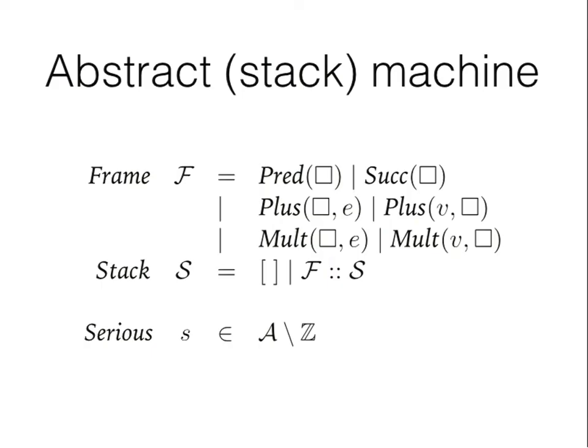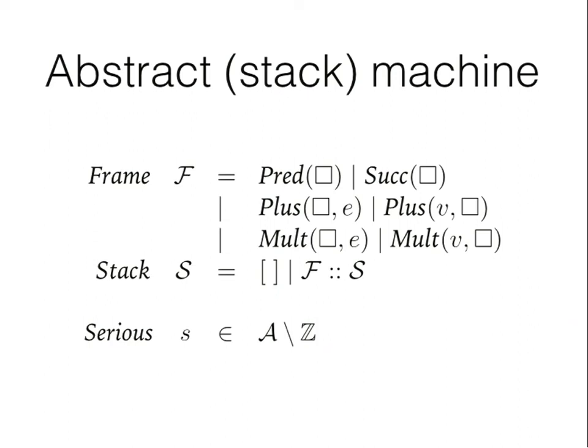Okay, so I'm going to make a stack machine here. The frames of my stack are just going to be very simple evaluation contexts. It's not a recursive definition here, right? There's no F occurring over here. So the frames are either I need to do predecessor, I need to do successor, I need to evaluate the right side of an addition, or I'm done with the left side, and so on.